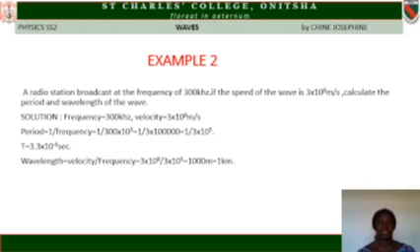Then period is 1 over frequency, which is equal to 1 divided by 300 times 10 raised to power 3. That 10 raised to power 3 represents k, which is the kilohertz. Then, if you simplify, we have 1 over 3 times 10 raised to power 5. Simplifying, we have period equals 3.3 times 10 raised to power minus 6 seconds. Then the next one is wavelength of the wave.